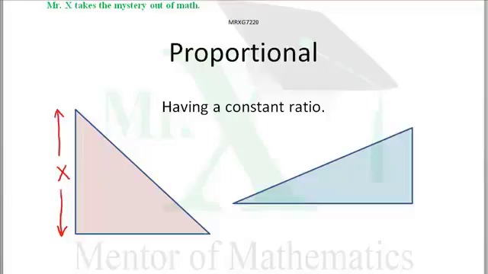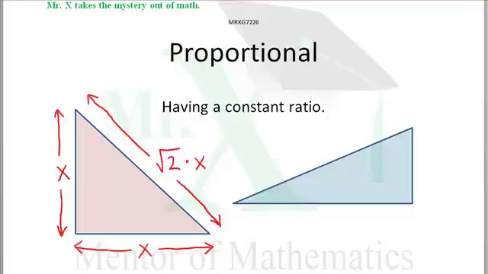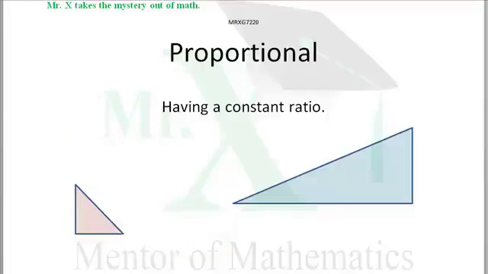If that distance is x, then that distance is also x, and our hypotenuse is x times the square root of 2. If we shrink it back down, and now we have a new x, a much smaller x, but it has the same proportions, the two legs are the same length, the hypotenuse is still the square root of 2 times that length.